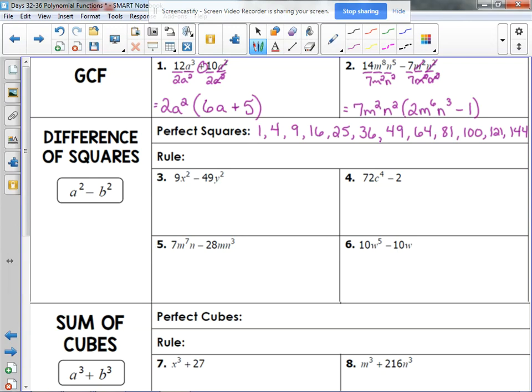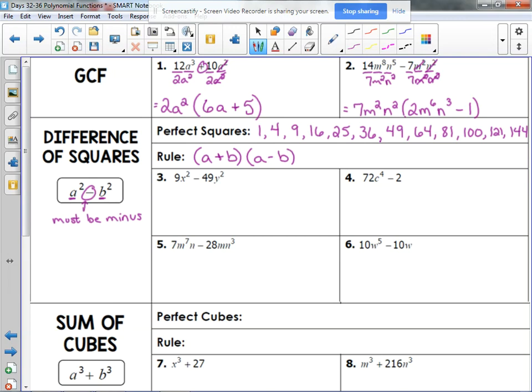Here's the rule. If you factor the difference of perfect squares, it is always going to be A plus B times A minus B. Okay, the A comes from, well, what do I square to get the first number? The B comes from, what do I square to get the second number? Okay, there must be a minus sign in between. That must be a minus sign.